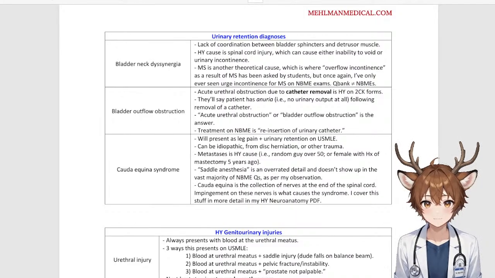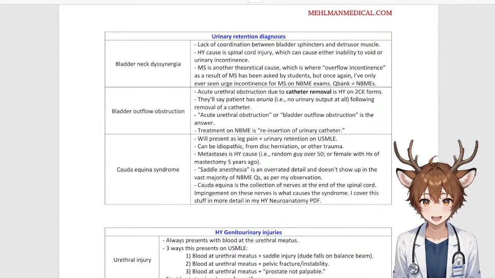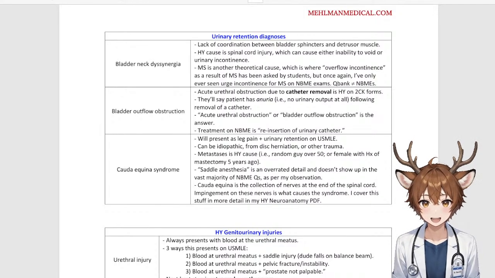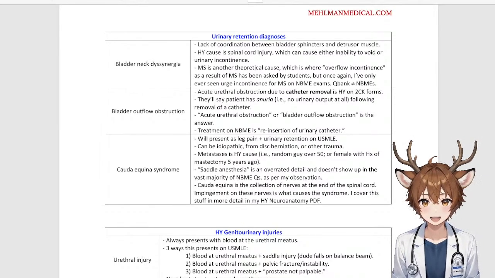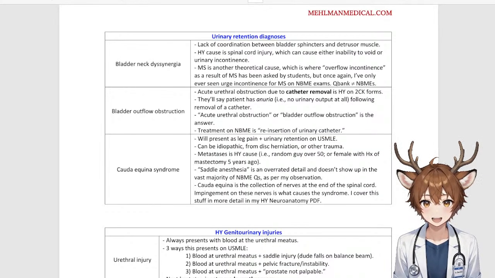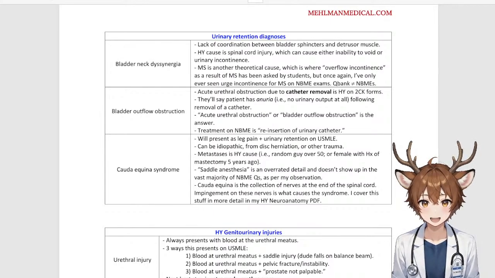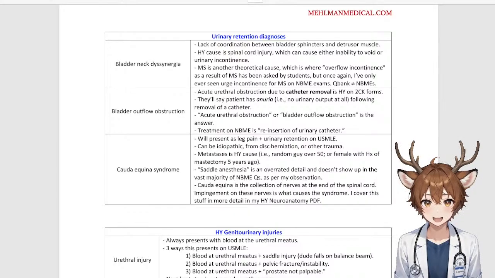Cauda equina syndrome will present as leg pain plus urinary retention on USMLE. It can be idiopathic, from a disc herniation, or from other trauma. Metastases is high yield, i.e. a random guy over the age of 50, or a female with a history of mastectomy 5 years ago.